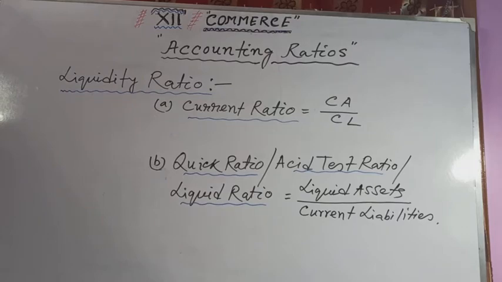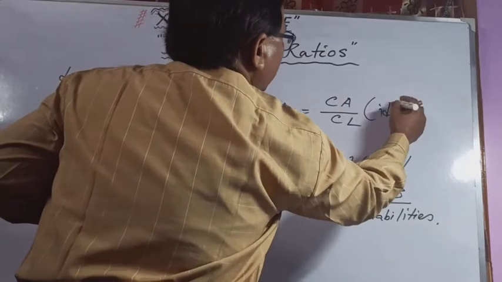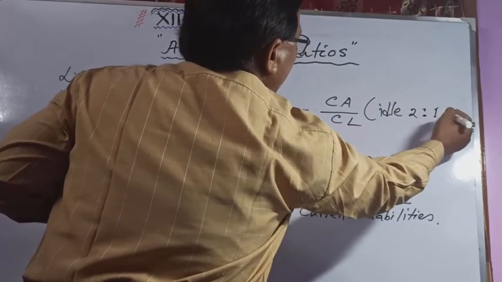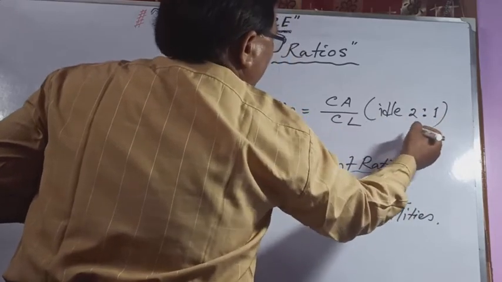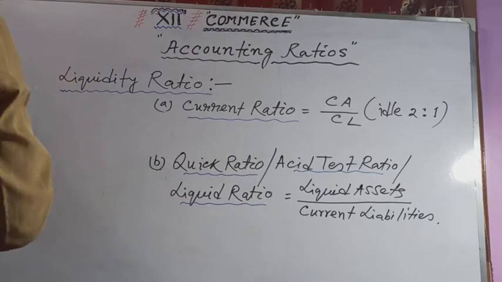The ideal ratio in this case is 2:1. That is the standard ratio. That means current assets 2 and current liabilities 1, or current assets 2 lakh and current liabilities 1 lakh. This is the ideal.